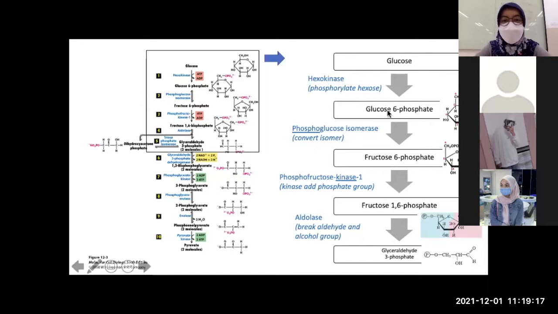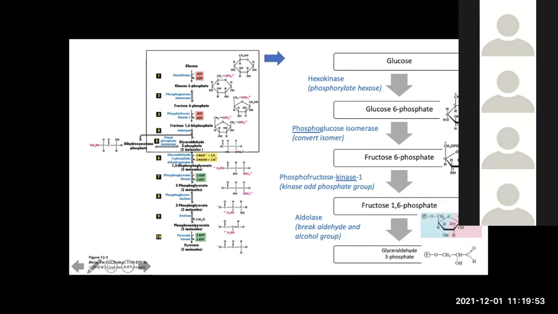Next, glucose 6-phosphate will be converted into fructose 6-phosphate. They have the same chemical formula but a different arrangement. The enzyme catalyzing this reaction is isomerase. Remember, isomerase is about just changing the structure, but the chemical formula is the same. So it will convert glucose 6-phosphate into fructose 6-phosphate, and the enzyme is isomerase.